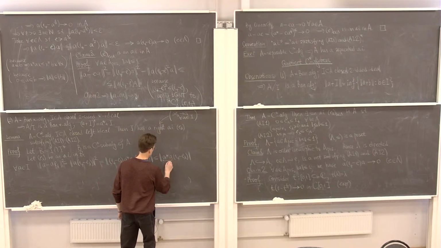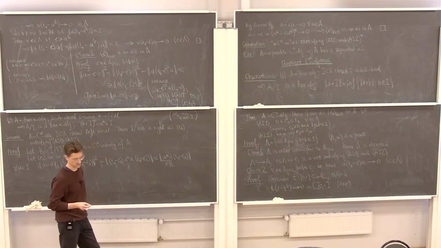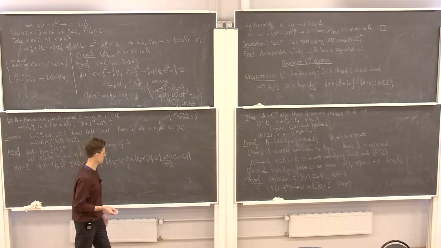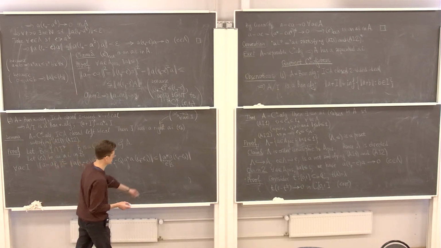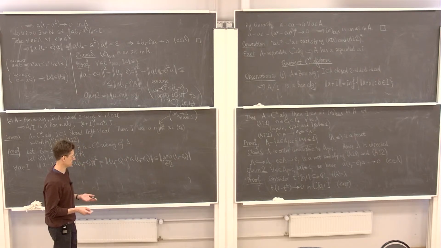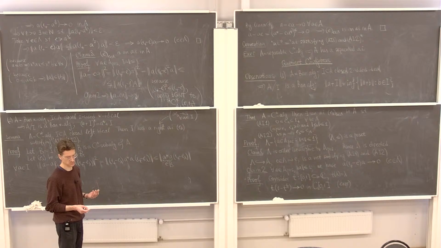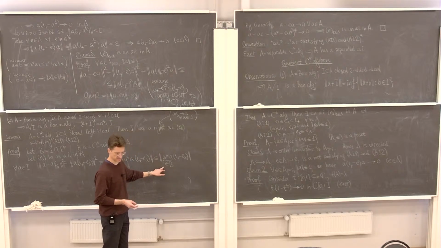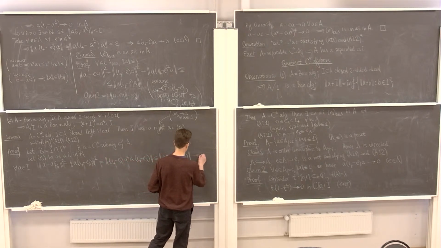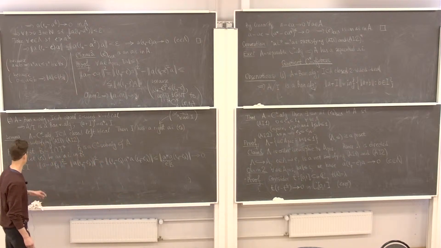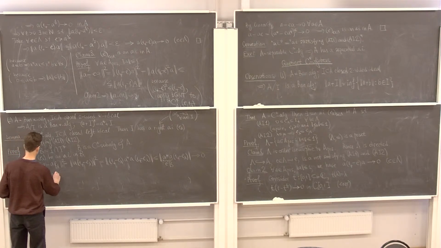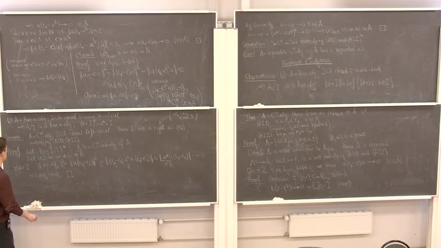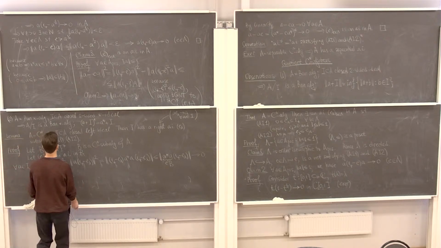And this element A star A actually belongs to B. It belongs to I because A is in I and I is a left ideal. And it also belongs to I star because it is self-adjoint. And so it belongs to B. But E lambda is an approximate identity in B, and therefore this converges to 0. And that's it. So we see that A E lambda converges to A. So this completes the proof of the lemma.